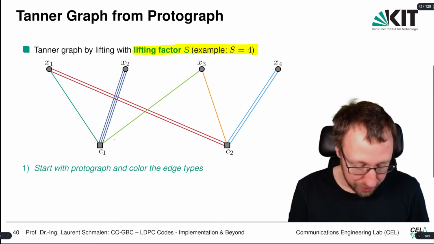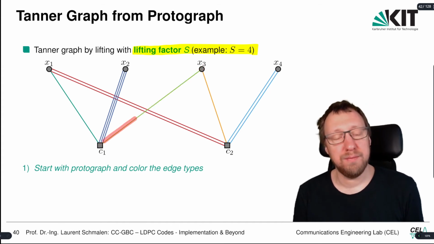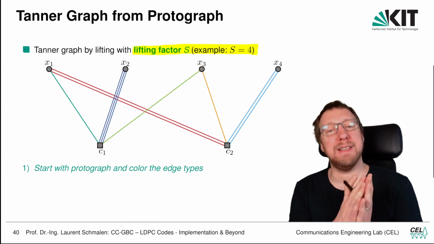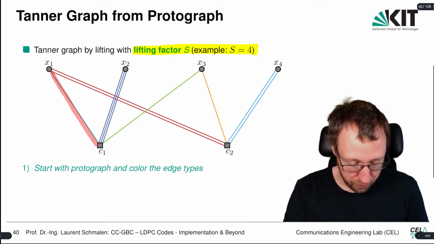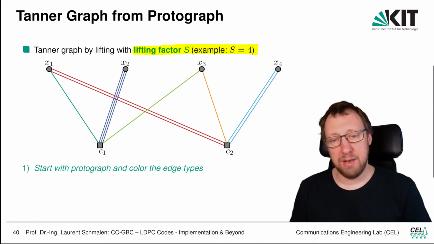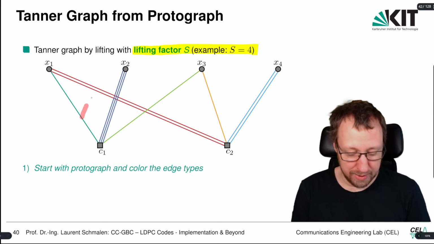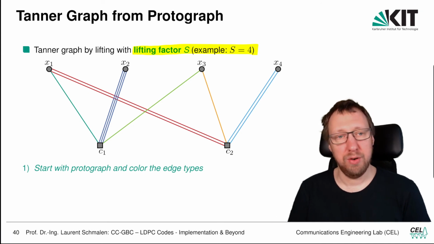Each edge connecting a check node with a certain variable node gets a color, and if we have parallel edges, they will get the same color. We have different types of colors. So there's a green, there's a red, there's a blue, and so on. So we use different colors to connect the different edges. That's the first step we do.